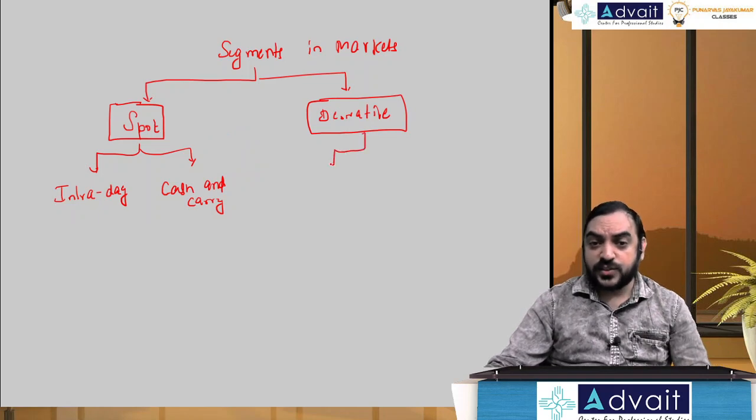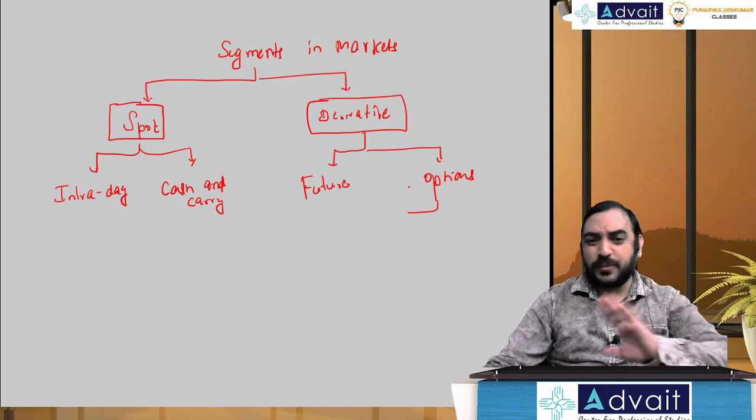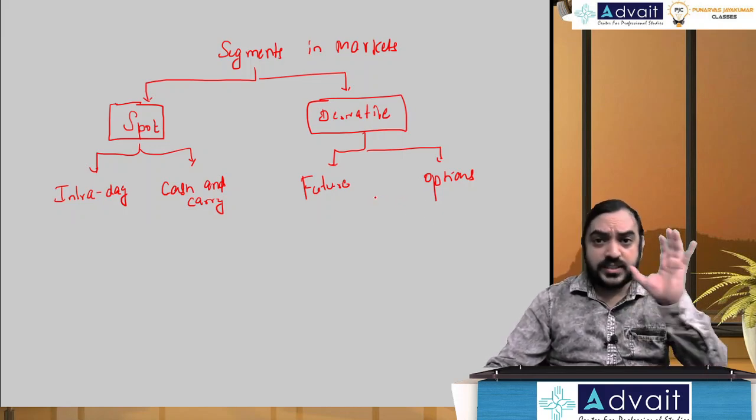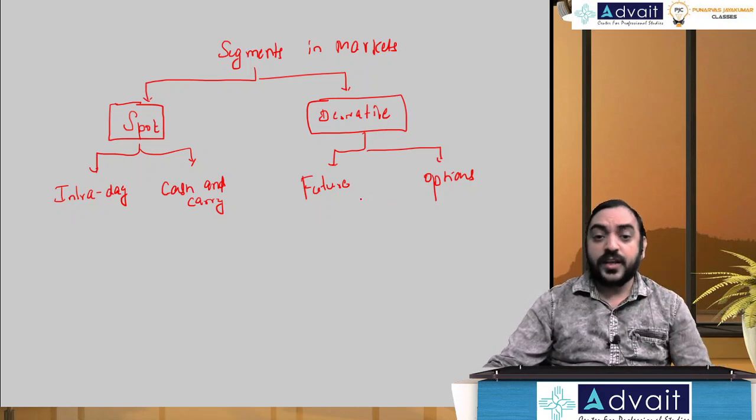In derivatives, we have two segments. One is the future segment and the other is the option segment. In options also there are two segments, but let me not come to that. Let's just try to understand the term. I want to focus only on that.